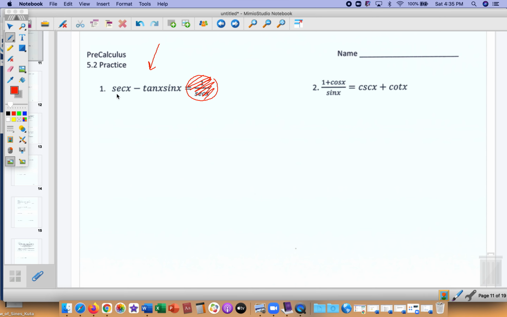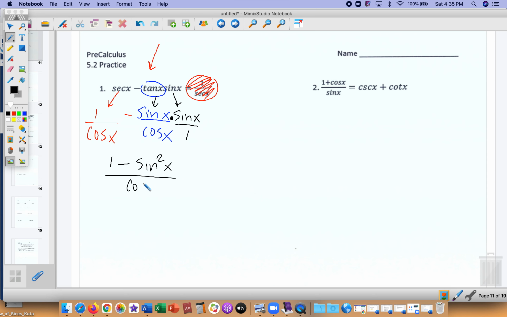So I like to work with sine and cosine. I'm going to do 1 over cos of x minus, we know that tangent is sine over cosine, and in the numerator we also have sine of x, right? Because it's tan times sine, put that over 1. So then we have 1 minus sine times sine is sine squared x over cos x, right? The denominators are the same. So on top we have 1 minus sine squared.